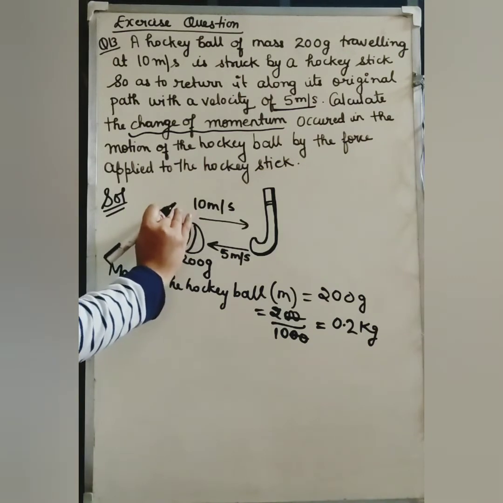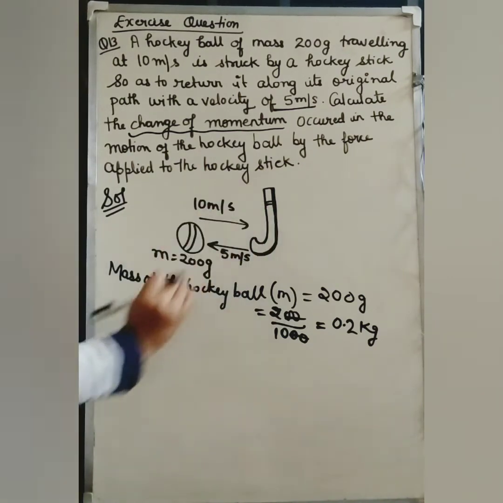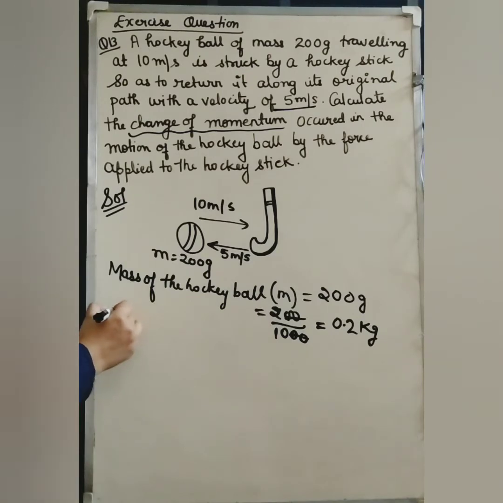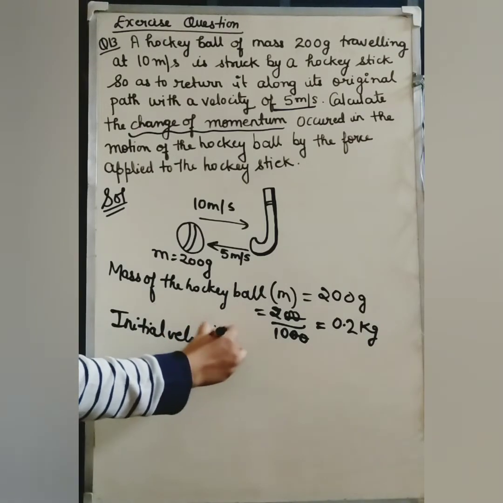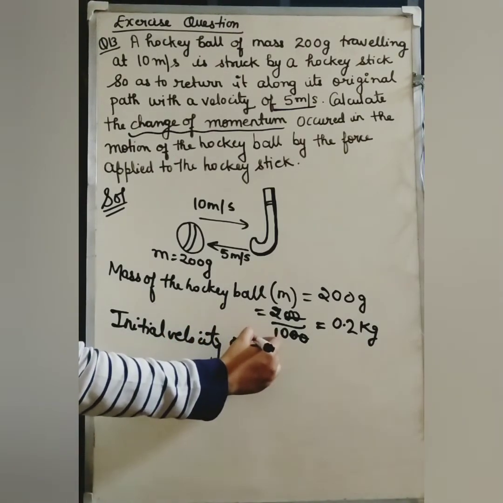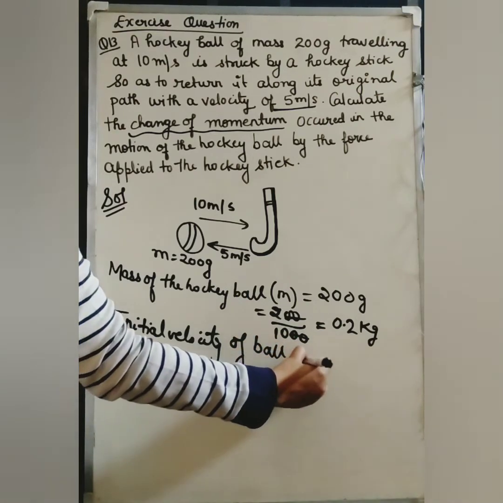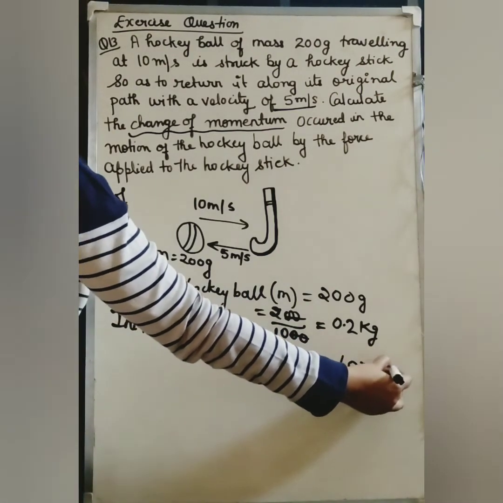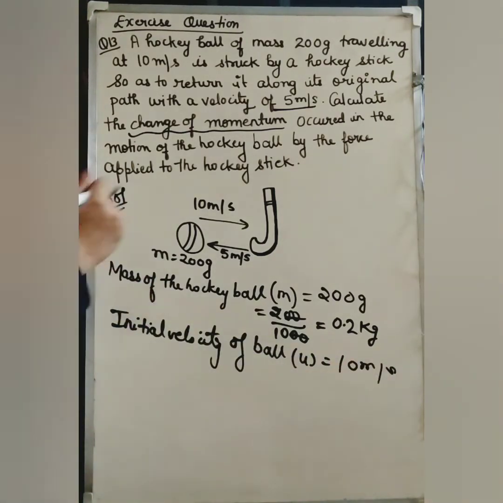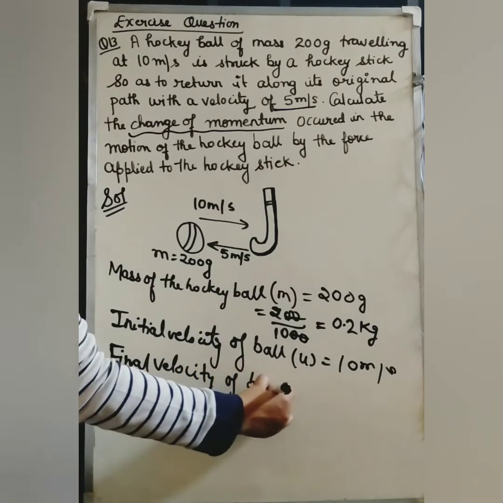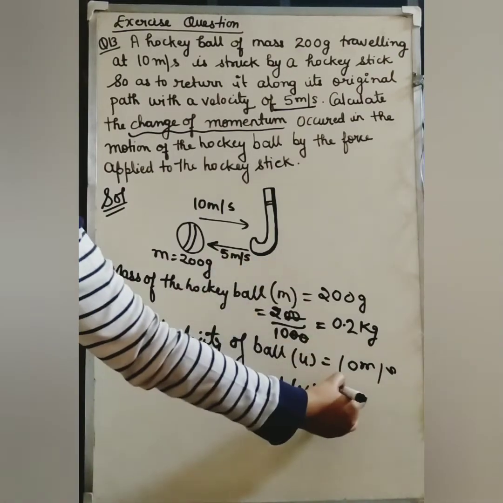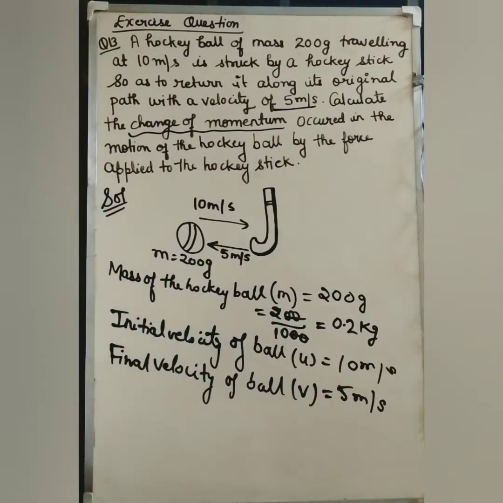Now what is the initial velocity with which the ball was traveling towards the hockey stick? It is 10 meter per second. So the initial velocity of the ball, which is represented by u, is 10 meter per second. Now after striking with the hockey stick, what is the final speed? It's 5 meter per second. So the final velocity of the ball, which is represented by v, is 5 meter per second, students.